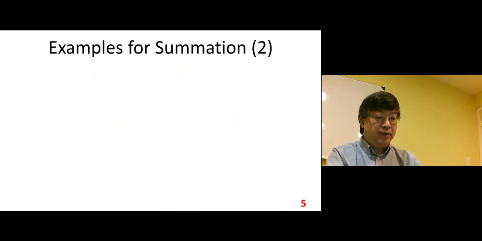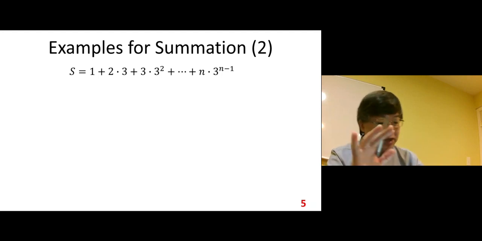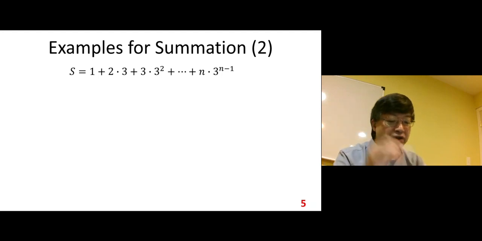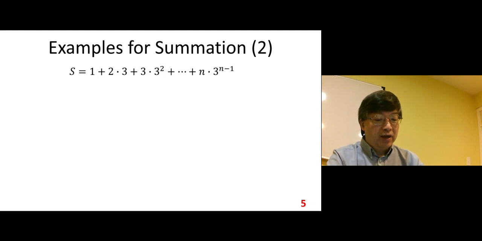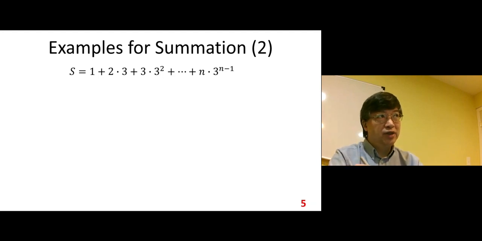For the second example, I want to change the structure a little bit. This time it's a multiplication, not a division in the denominator. And it's a finite series, not an infinite series, because in this case an infinite series will not be convergent, so we cannot consider it. It must be a finite series.